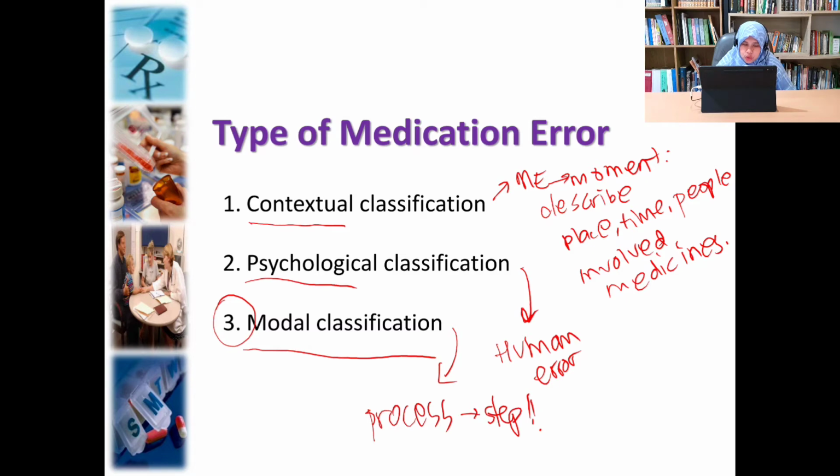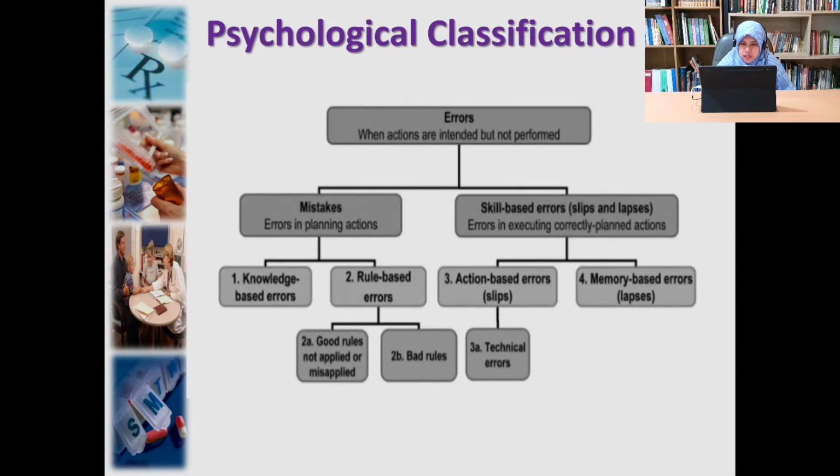I will explain the second and the third one in the next slide. Okay, this is physiological classification. Error is defined when actions are intended but not performed, so this is a potential error. If performed, you should classify it as mistakes or skill-based error, slips and lapses. Mistakes are errors in planning action, but skill-based error is error in executing a correctly planned action. So it can start from the planning to the executing.